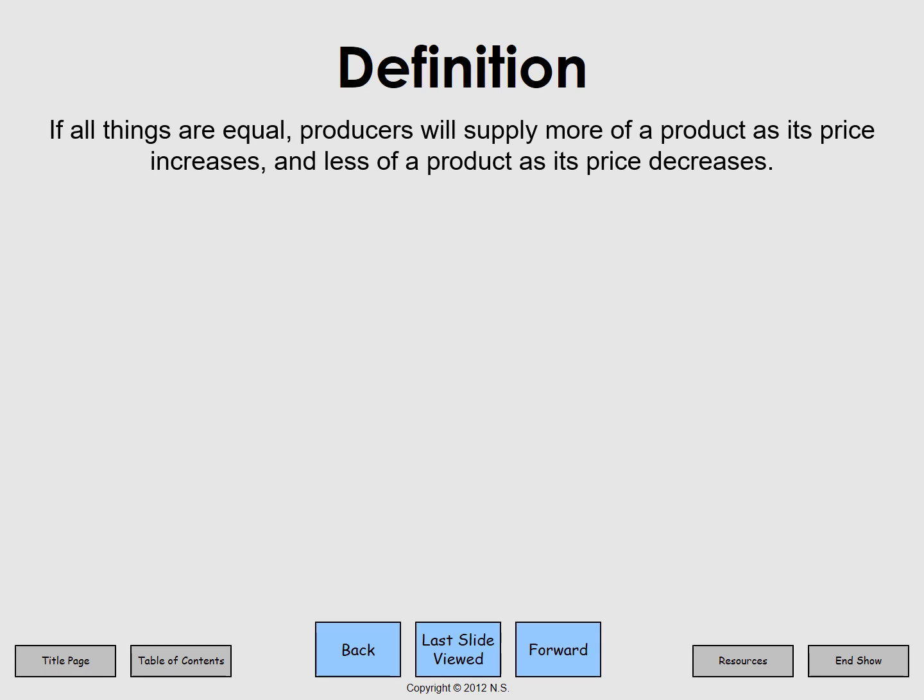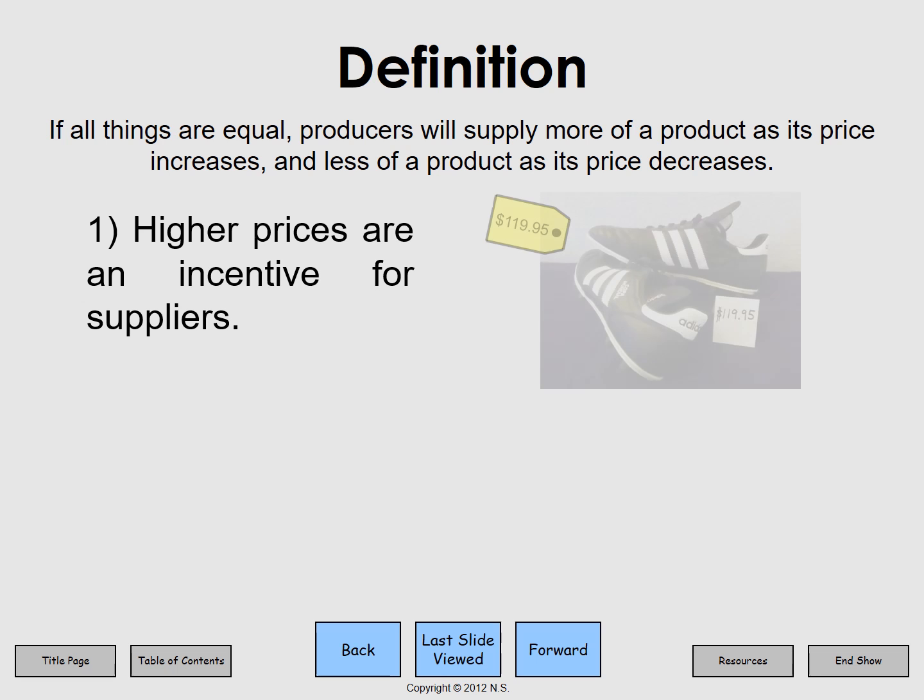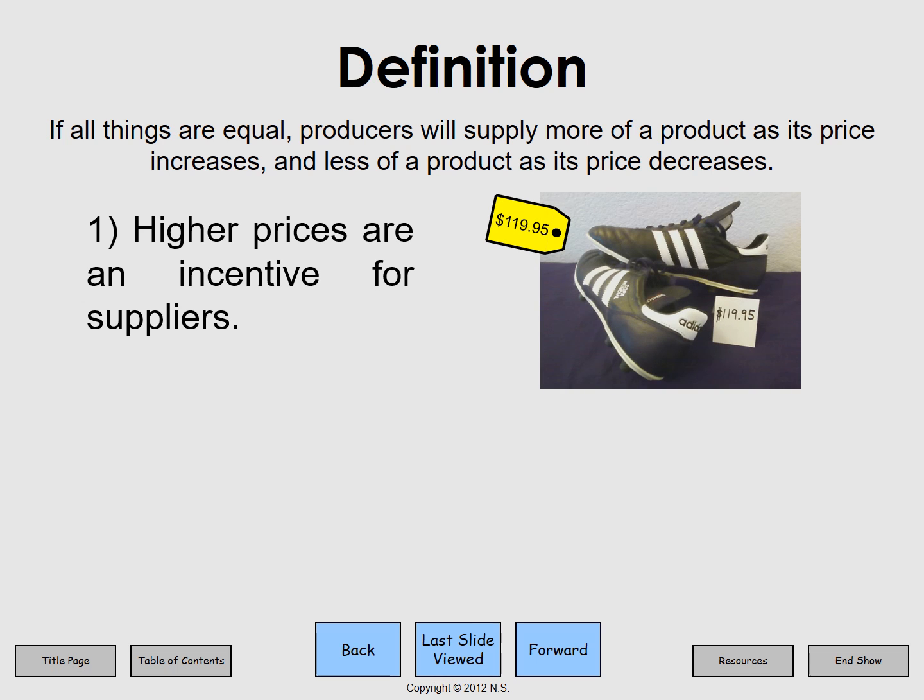So if I can make more money on a product, I'm going to produce as many of those as I can so that I can make the biggest profit that I possibly can. So higher prices, and this is number one on your note, higher prices are an incentive for suppliers. If I can sell soccer cleats for $120, I'm going to make as many of them as I can because that's what I will make the most money off of. Of all the products that I produce, I make the most off soccer cleats, so I'm going to make as many of those as I can, spend all my time.